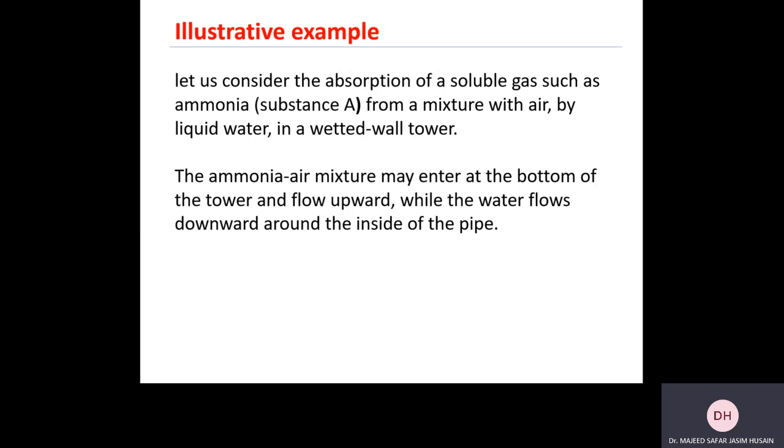The ammonia-air mixture enters at the bottom of the tower and flows upward, while the water flows downward around the inside of the pipe. So this is what's happening. You need to imagine that the gas is moving from down to up, and the liquid is coming from up to down. It cannot be the opposite, it has to be this way.